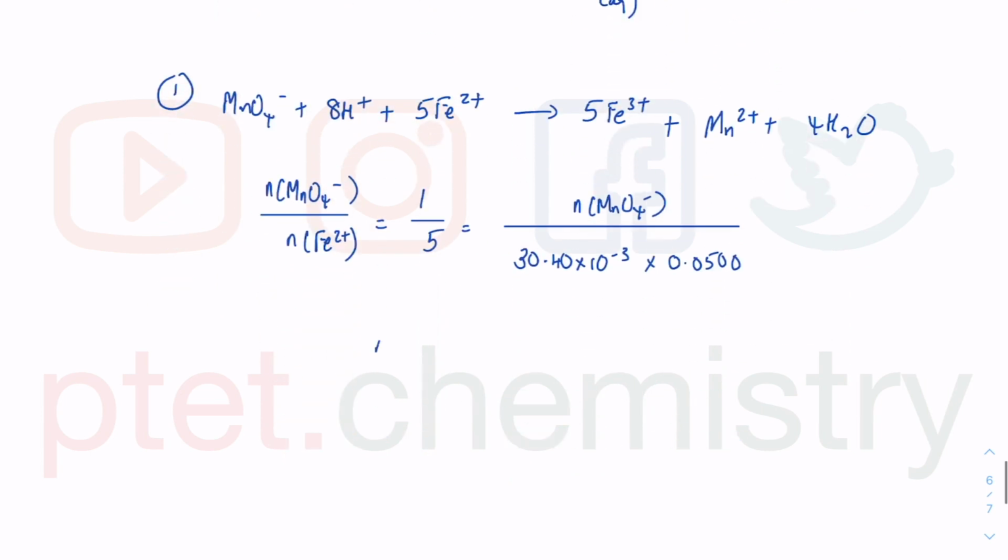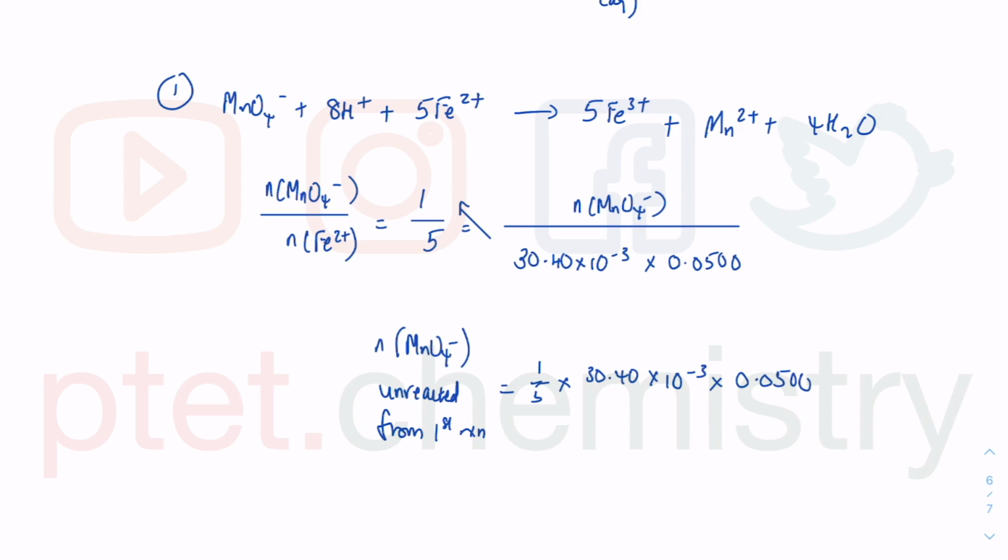Okay, so the mole of the manganate unreacted from the first reaction is going to be equal to 1/5 times 30.40 times 10 to the minus 3 times 0.0500. Press that onto your calculator. And I get 3.04 times 10 to the power minus 4 mole.